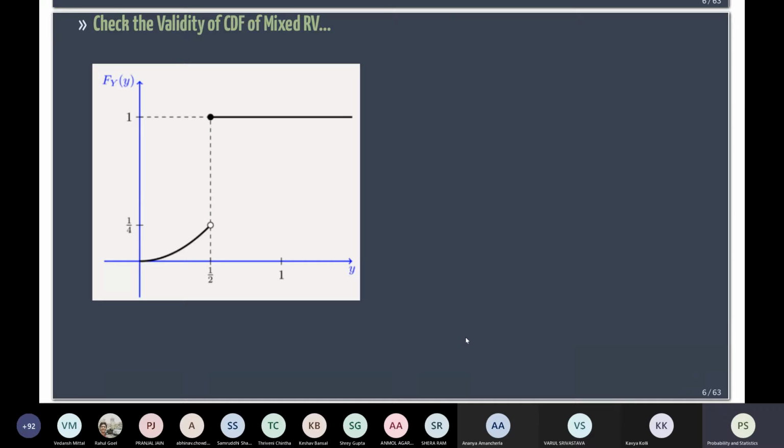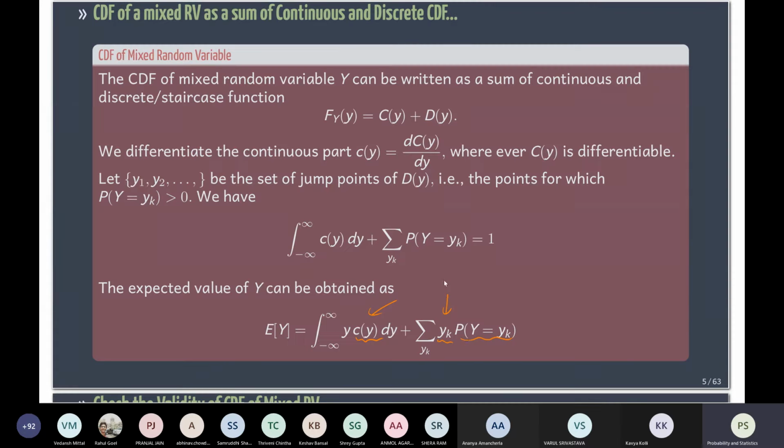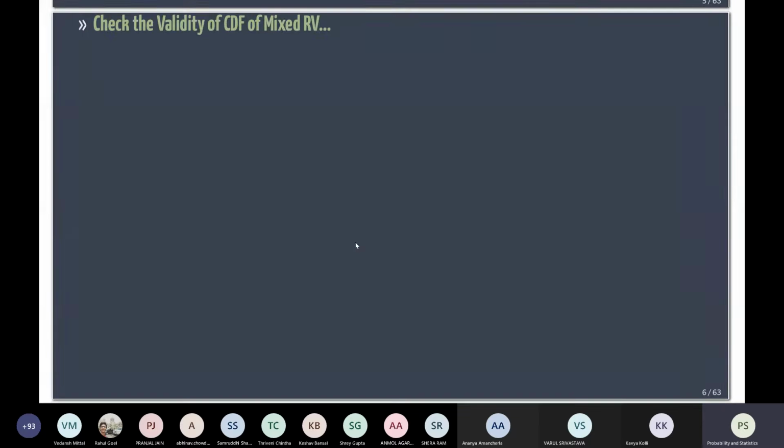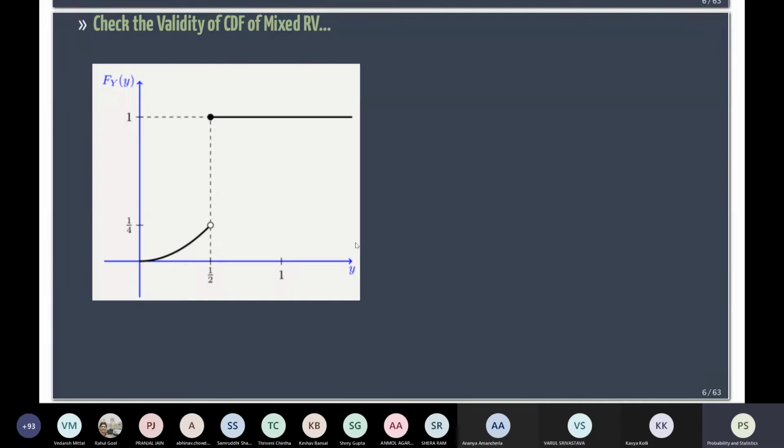Okay, so in this example that we have seen so far, the only example of a mixed random variable, can we check the validity of this argument? So the validity of the PDF, okay? That should integrate to 1. That's what we know should be true for any random variable. The PDF should integrate or sum to 1. So this is the situation we have in the example that we have seen so far.